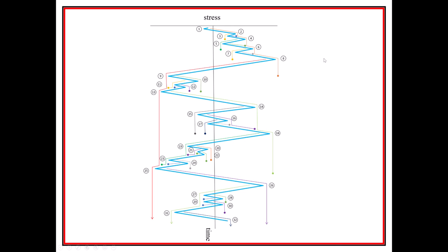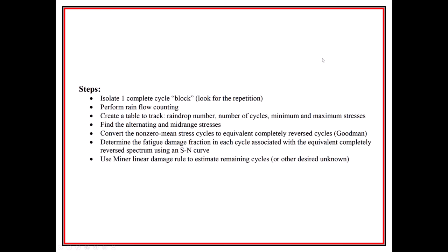So anyway, this is the rain flow method. Now, the thing that you want to do after that is to isolate that. Okay, so we isolated the block. So we already did this step. Isolated the block. We performed the rain flow counting. Now the next step is to create a table and track the raindrop number.